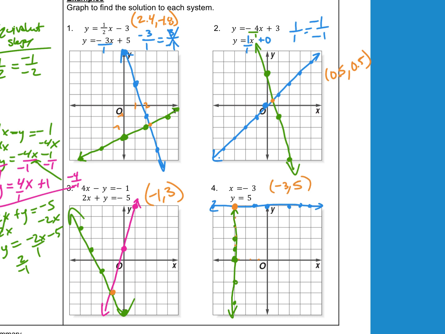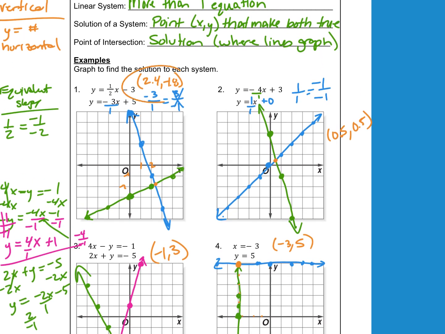So solving by graphing is one way to solve a system. It's not always the best way, as we can see in numbers 1 and 2, where we had to estimate what that answer was because it wasn't a perfect whole number answer. So that's why we might not always want to use solving by graphing, and we'll learn two other ways we could solve a system.